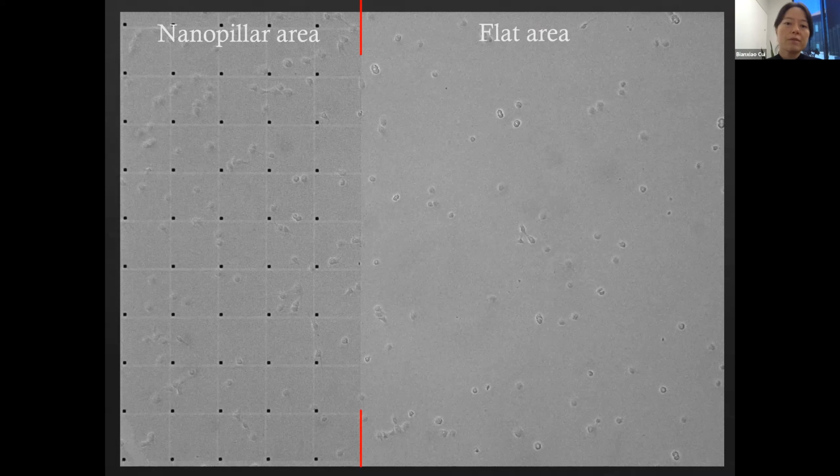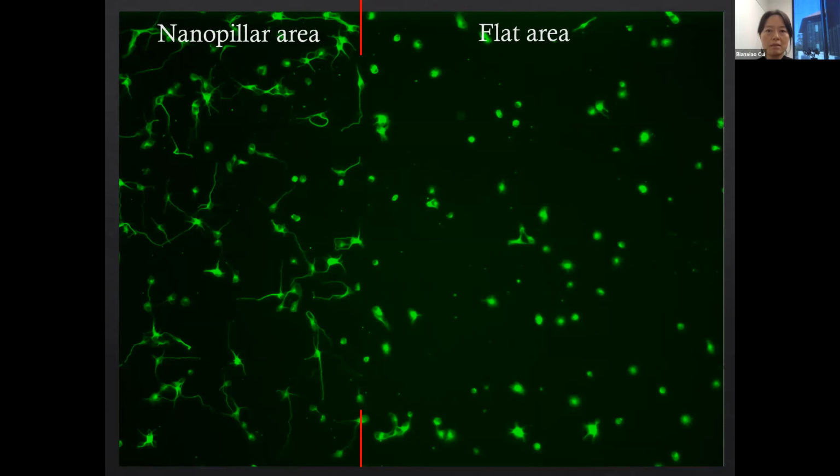And when we put, for example, in this case, hippocampal neurons on top of it, some of the cells will randomly land on the nanopillar area, some of the cells on the flat area. By bright field imaging, you don't see a huge difference. But if you look at the fluorescence imaging, we are using immunostaining of the tau protein.